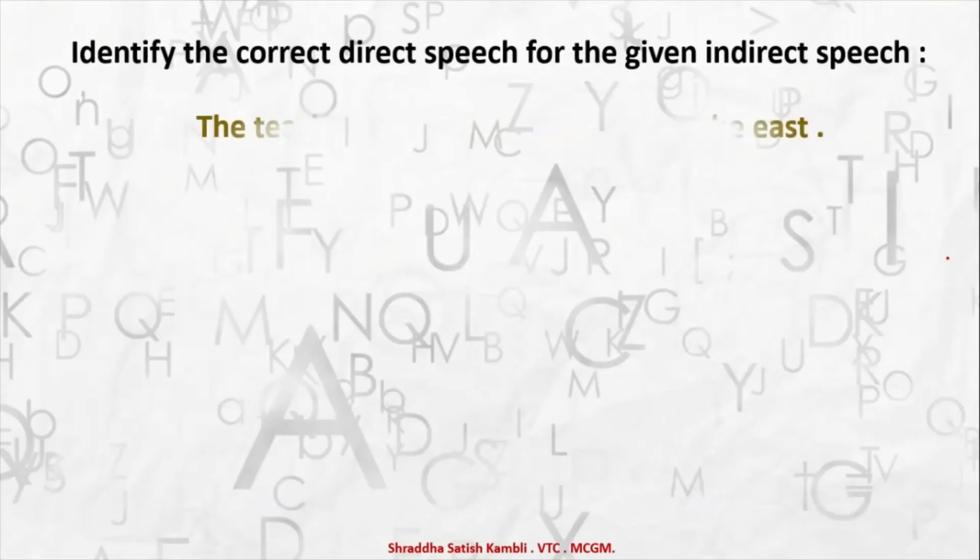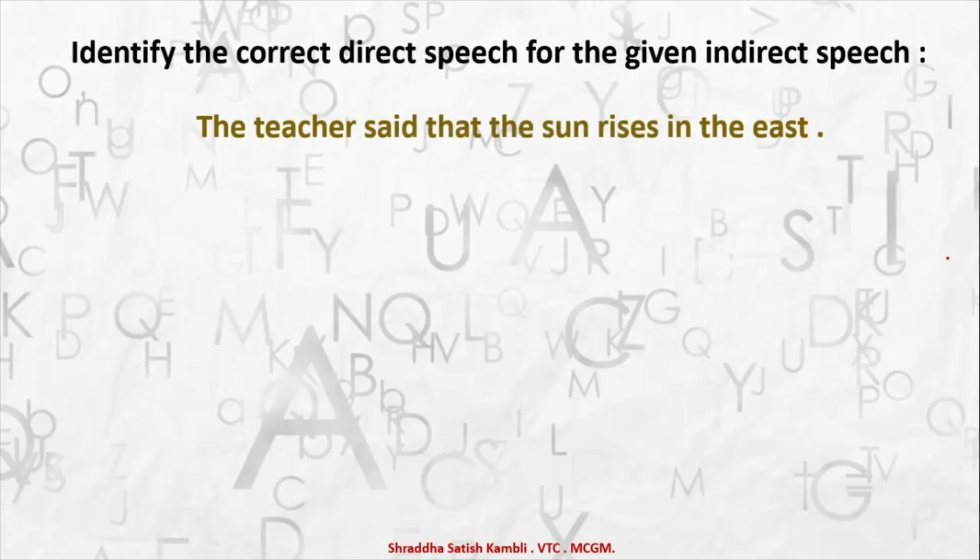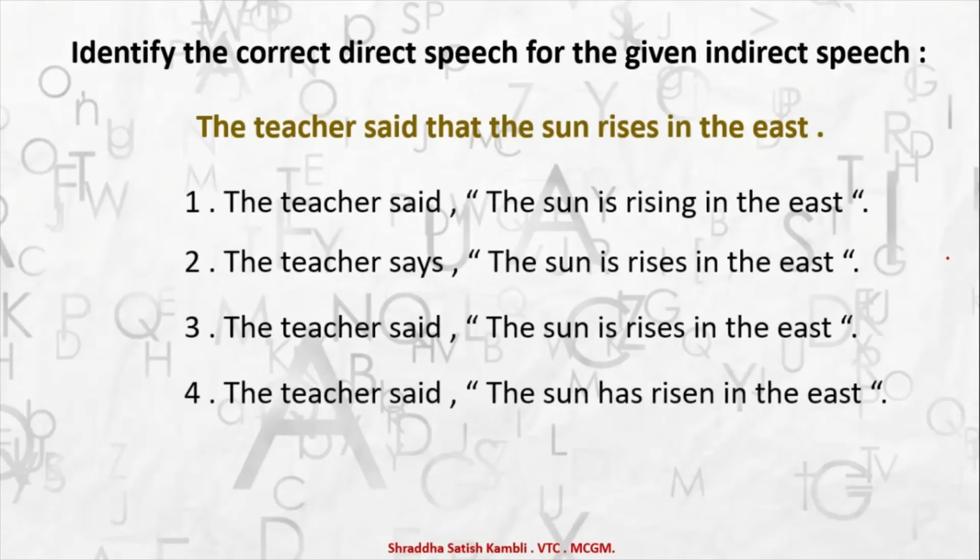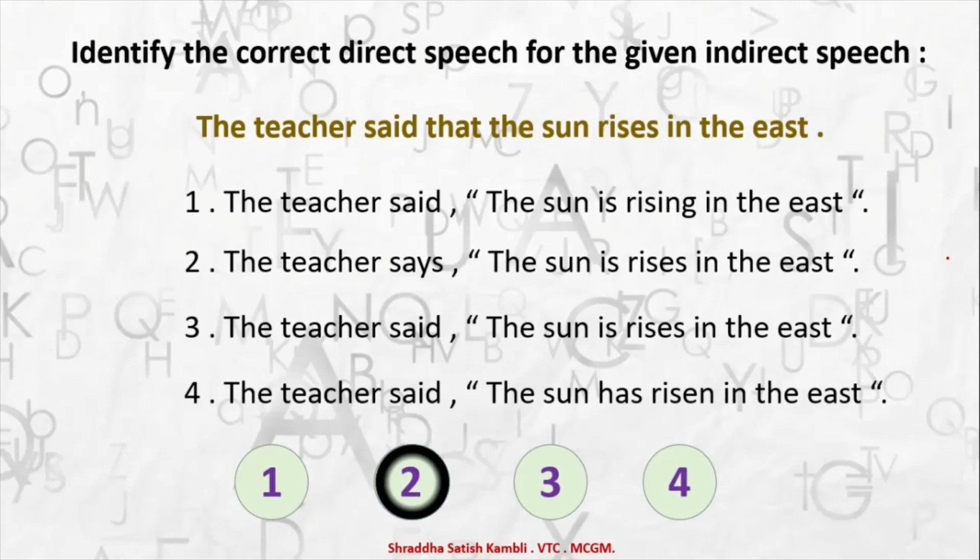Okay, then we go to the third example here. The teacher said that the sun rises in the east. So here are your options. The teacher said the sun is rising in the east. The teacher said the sun rises in the east. The teacher said the sun rises in the east, or the teacher said the sun has risen in the east. So here the correct answer is option 2.